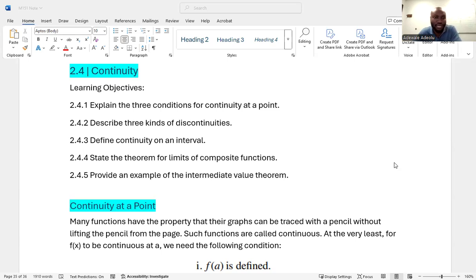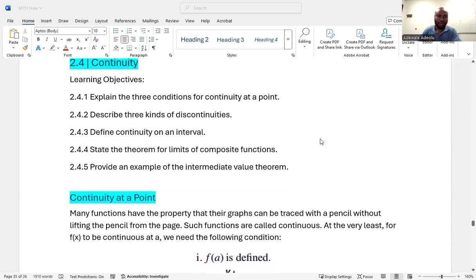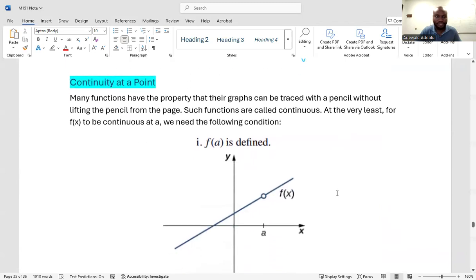So, right now we want to look at a very special concept in the study of calculus, and that is the concept of continuity. In this video, I will be looking at the three conditions for continuity at a point, and also describing the three kinds of discontinuities. In my next video, I will be covering continuity on an interval and the theorem for limits of composite functions, and also talking about the intermediate value theorem. So let us start.